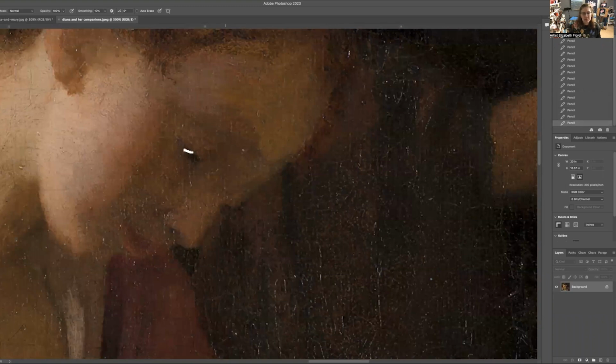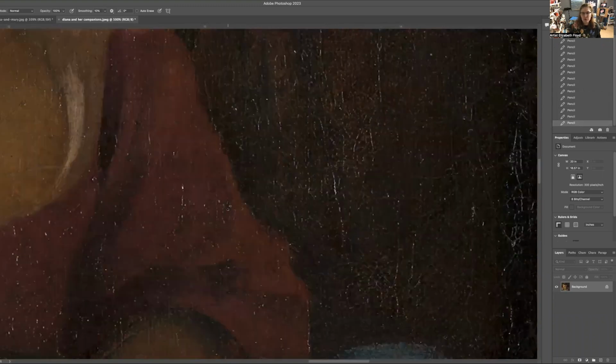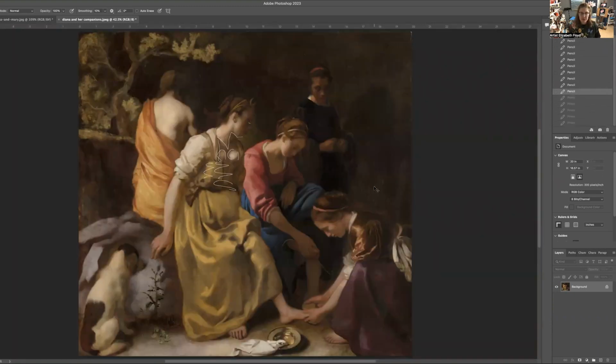That might have been heightened, but a lot of it is original, is part of the underpainting. Another thing, let's look at the composition. The composition is a really nice composition. And again, we have some wonderful diagonals that are being supported. Love that dog.